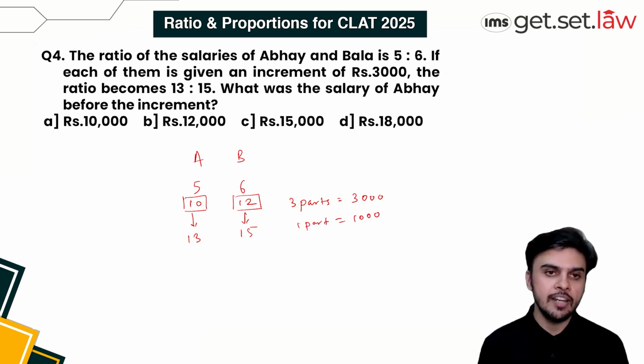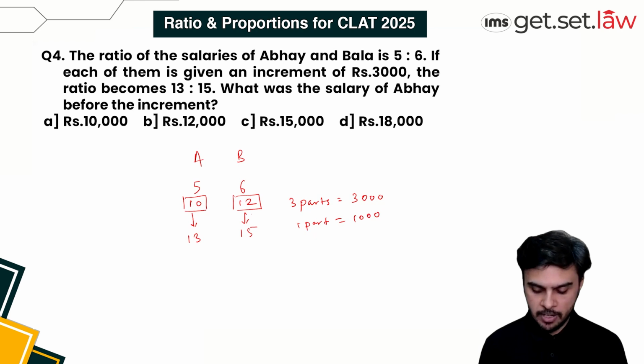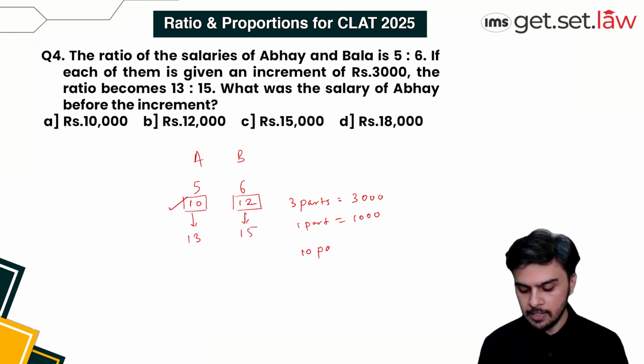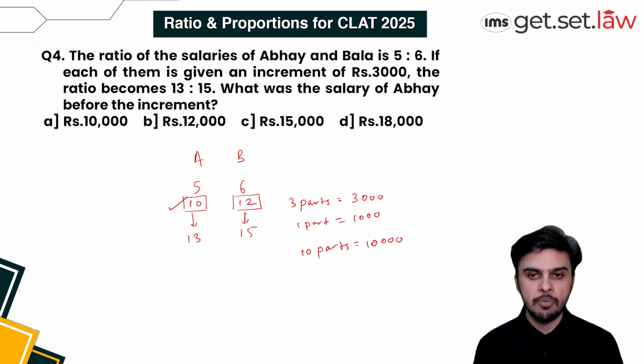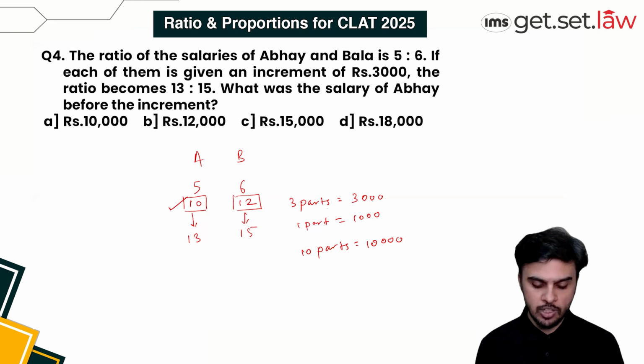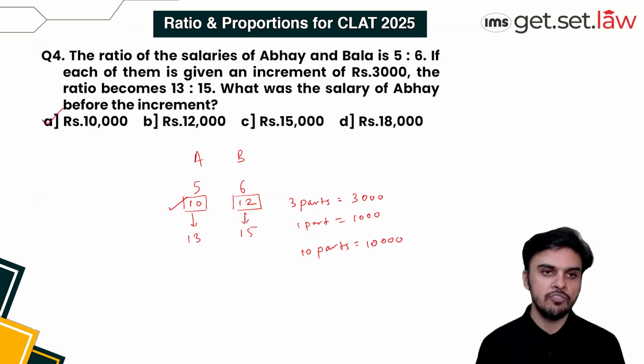We want salary of Abhay before the increment, which is equal to, we have taken it as 10 parts now. Don't take 5 parts. We have changed that value. So 10 parts is equivalent to 10,000 rupees. So the initial salary of Abhay will be equal to rupees 10,000. So correct answer for this question will be option A.